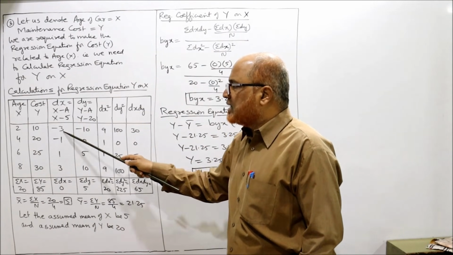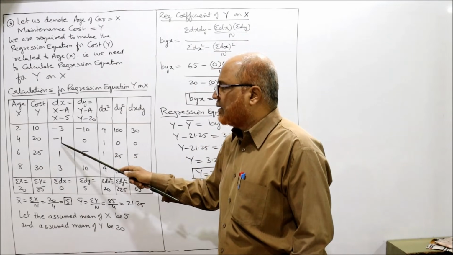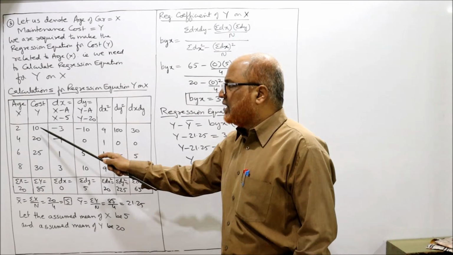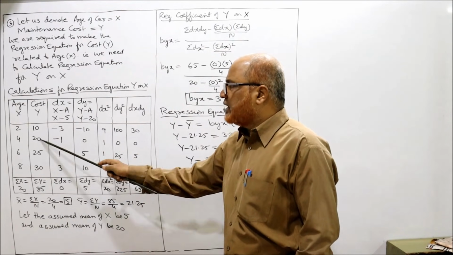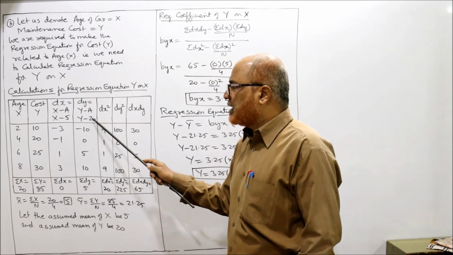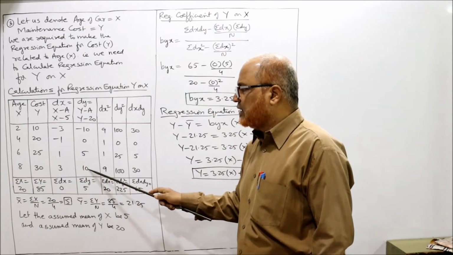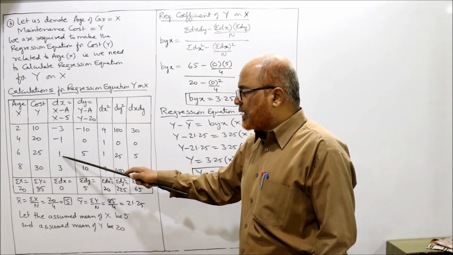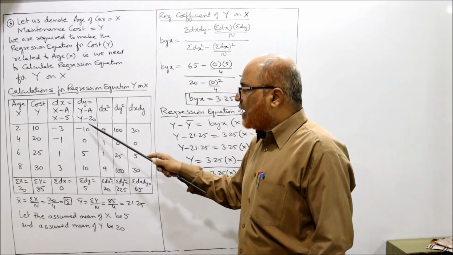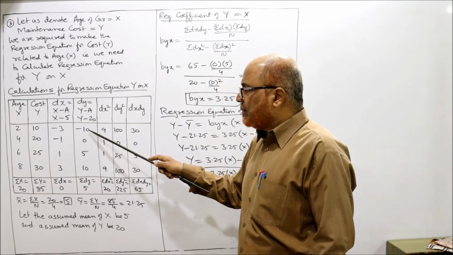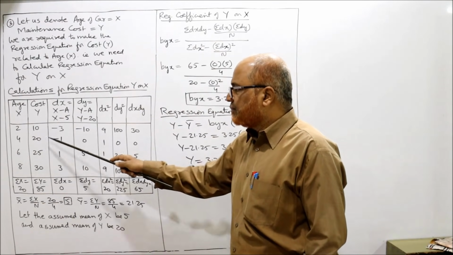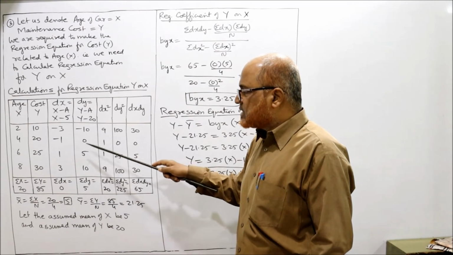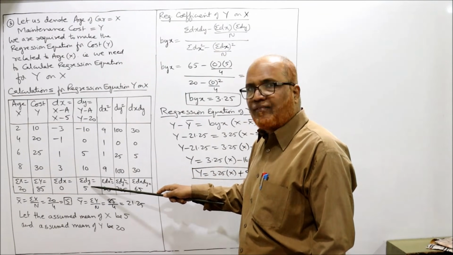2 minus 5 minus 3, 4 minus 5 minus 1, 6 minus 5 1, 8 minus 5 3. Similarly y minus 20, 10 minus 20 minus 10, 20 minus 20 0, 25 minus 20 5, 30 minus 20 10. Take the total 0, minus 3 minus 1 plus 1 plus 3, you are getting 0. And y minus 20: minus 10, 0, 5, then 10. Add up, minus 10 plus 5 plus 10, you are getting 5.